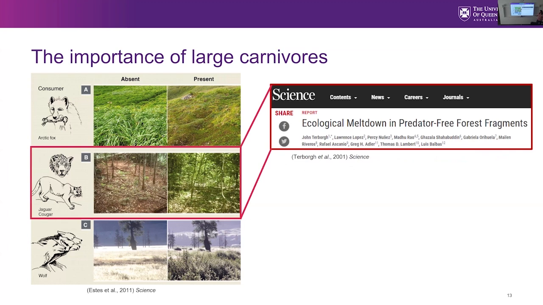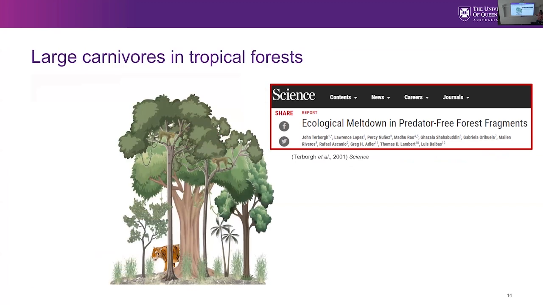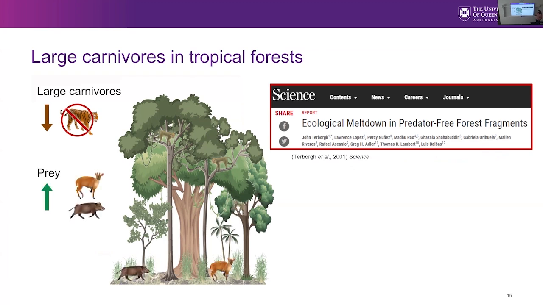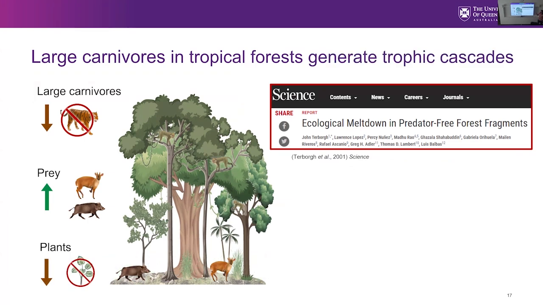from 2001. In this paper, they started with a tropical forest, and for one reason or another, they proposed fragmentation. They lost their large carnivores. After large carnivores decline, this reduces their top-down predation on prey, letting them increase in abundance. This increase in prey populations then ultimately degrades plant communities. And this process, with alternating negative and positive pathways across trophic levels, is called a trophic cascade.